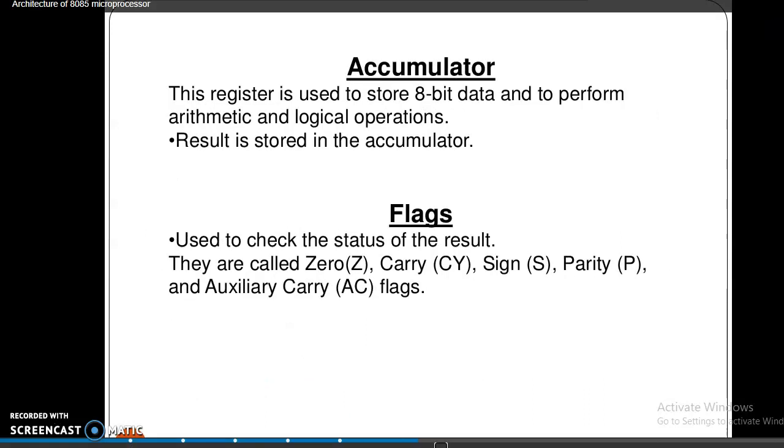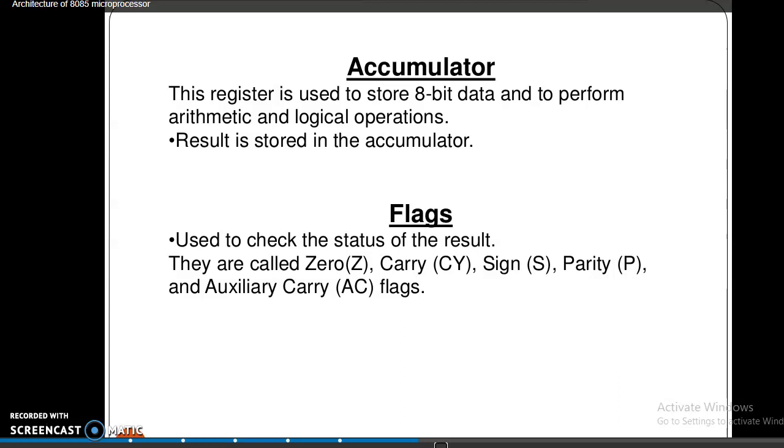So accumulator, already I said that the result of the arithmetic or logical operations are stored in the accumulator only. This register is used to store 8-bit data and to perform arithmetic and logical operations. Result is stored in the accumulator. And then the flags are also one of the important things in the microprocessor architecture. It is used to check the status of the result. You can see in detail about what all the flags are in my next video.